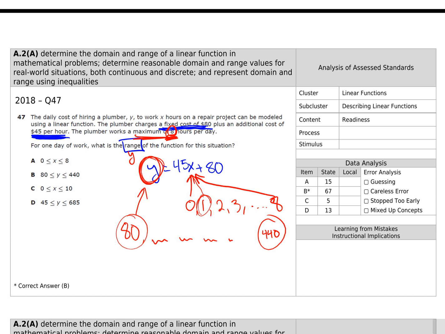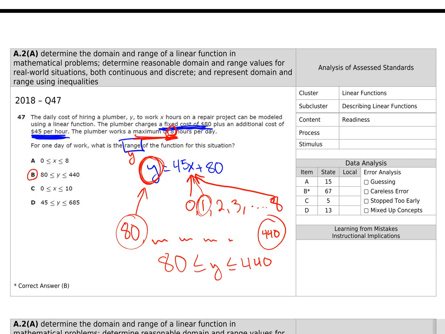So we take a look at our answer choices. We've got the lowest number would be 80, the highest number would be 440. It's talking about range, so we have a y in the middle. It's everything in between. And part of the question we can think is, should it have the equal to underneath it? All of your answer choices have that, so you would know it needs to be, but also just from the context of the equation, the scenario, you would know.